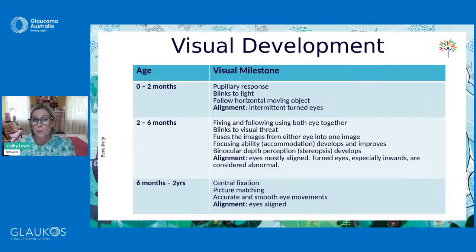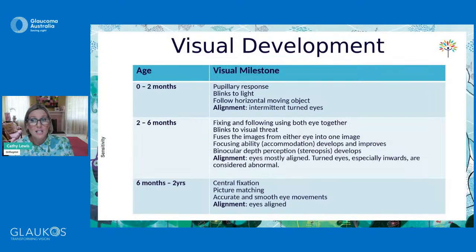Now, as the vision improves, the eyes become aligned and they learn to move together and work together, which enables that binocular depth perception to develop by about 6 months of age, which we call stereopsis. This then supports the development of hand-eye coordination and spatial awareness. So there's a lot of visual development occurring within the first months of life, and the younger the child is, the more plastic the visual system is.